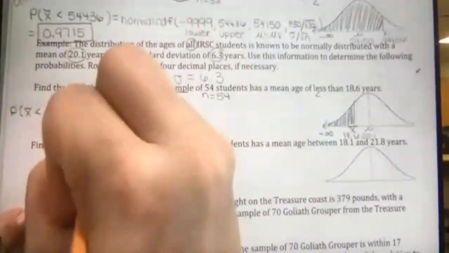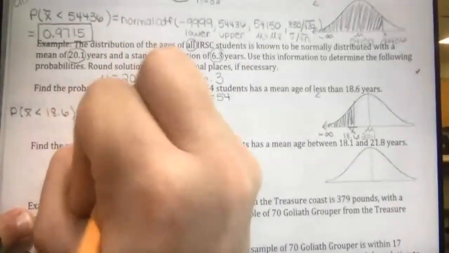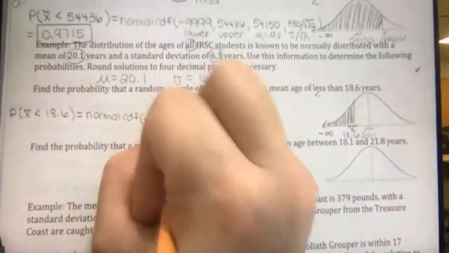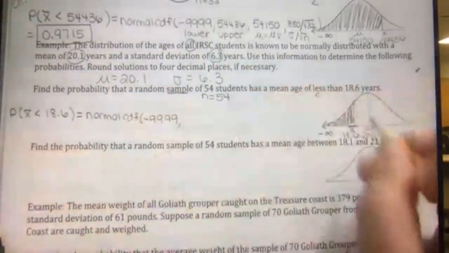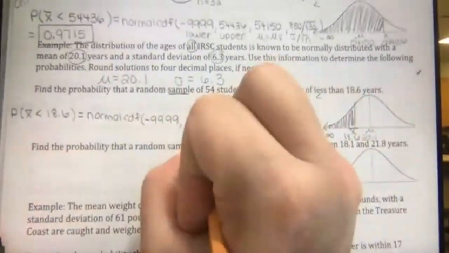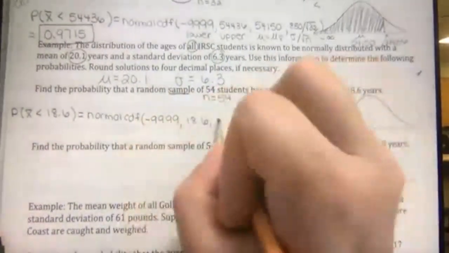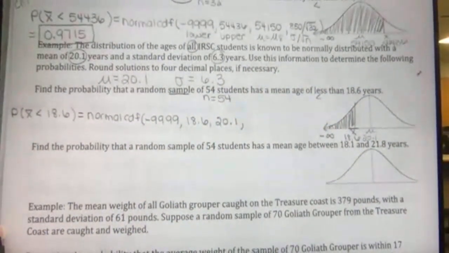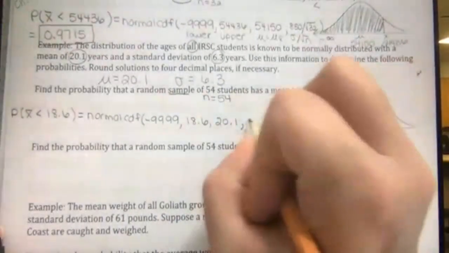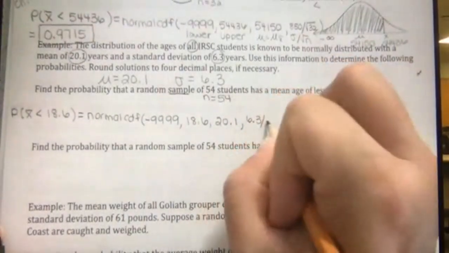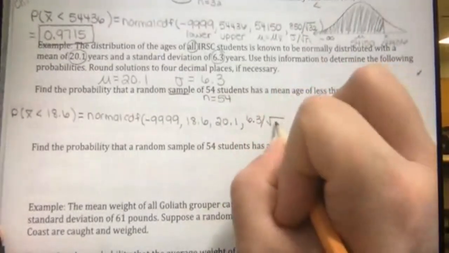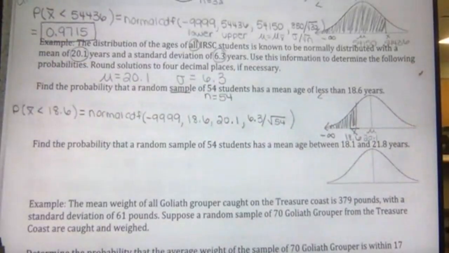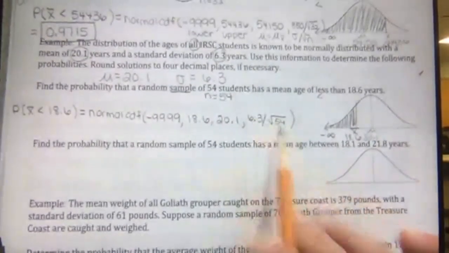All right, so normal graph, so still normal CDF. Our lower limit, looking at the left-hand side, is negative infinity, so negative 99999. Our upper limit, our graph is stopping at 18.6. Our mean is 20.1. Remember, we're talking about a sample this time, so we have to use our sampling standard deviation. So our standard deviation, which is 6.3, divided by the square root of n, so divided by the square root of 54. So that's the only thing that's new. It's our sampling standard deviation, which is sigma over the square root of n.